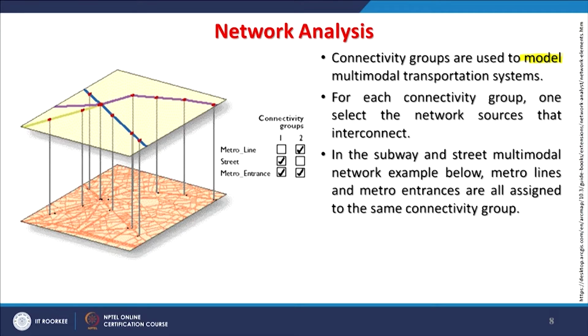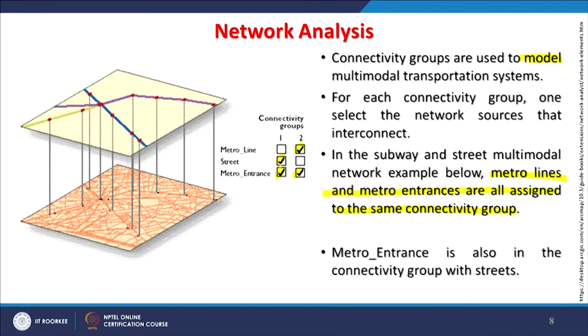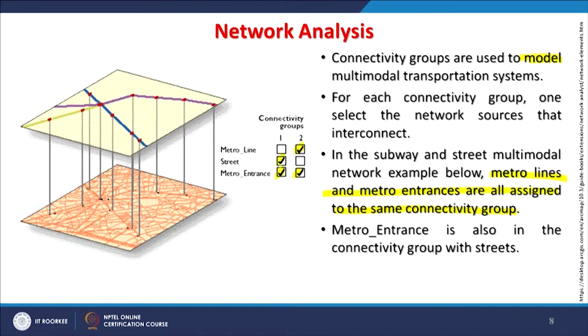And in the case of the subway and street multimodal network example below, here the metro lines and metro entrance are all assigned the same connectivity group. This part we have already discussed, that metro line and metro entrance are assigned to the same group, whereas street and metro entrance are also assigned to another group. So, metro entrance is also in the connected group. That means that one single feature class can belong to 2 groups also.